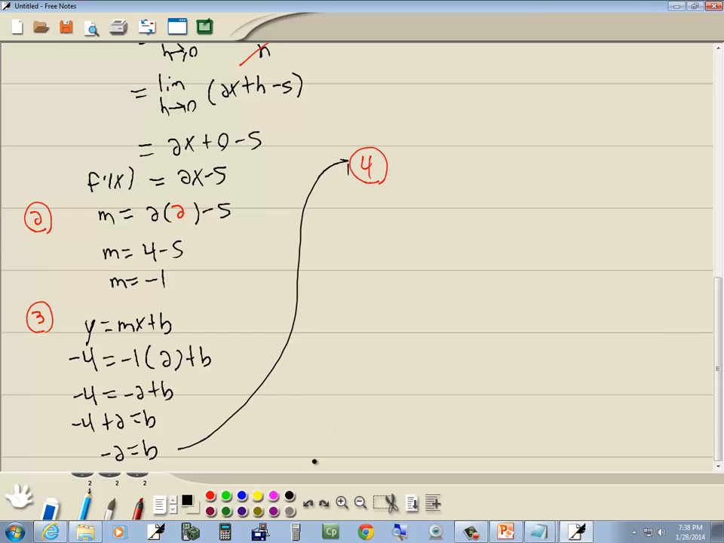Step 4. We want to write our answer down. So we're going to plug in the m we just found in step 2, which is negative 1. We'll plug in the b we just found in step 3, which is negative 2. And that becomes y is equal to negative x minus 2. And that's our answer.